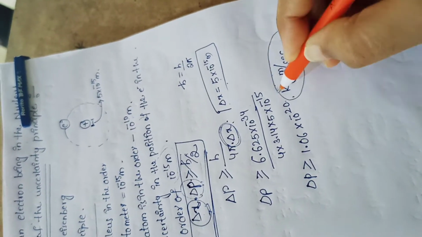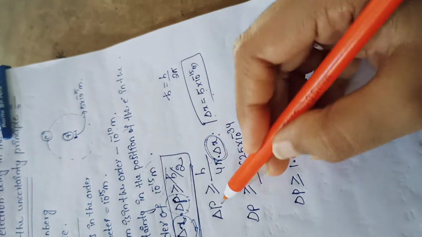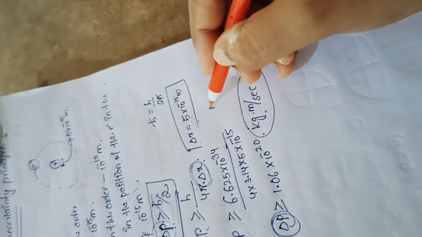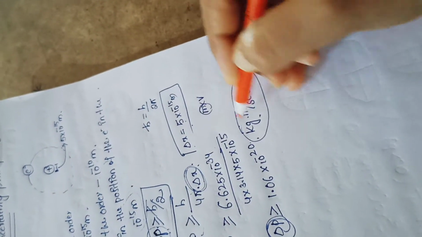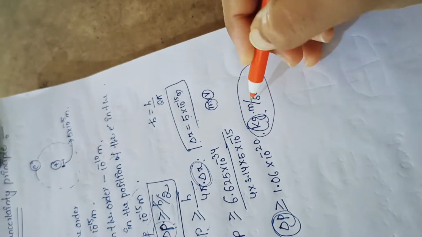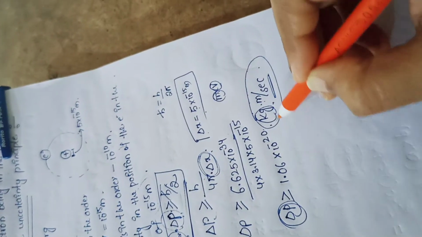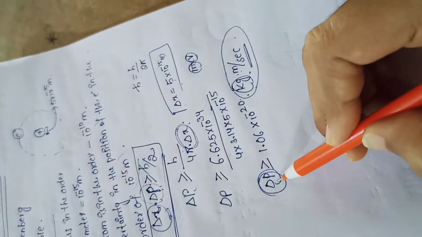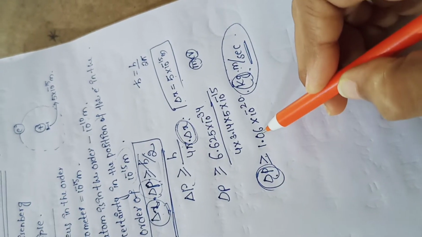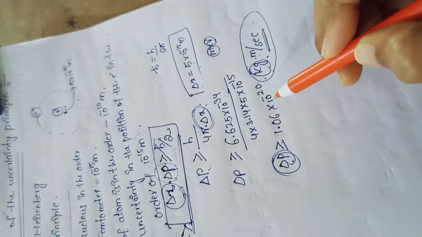Here the position units, here the entire value is momentum. Momentum means mass into velocity. Mass means kilograms, velocity means meter per second. So that is why the units are kg meter per second. Delta P is greater than or equal to 1.06 into 10 to the power of minus 20.